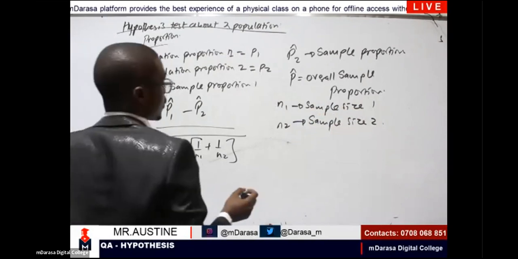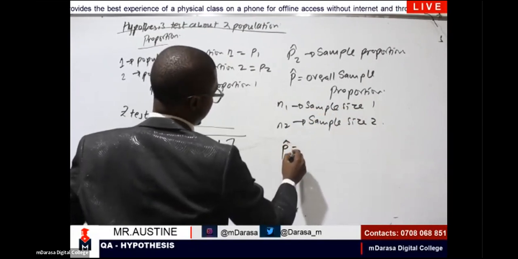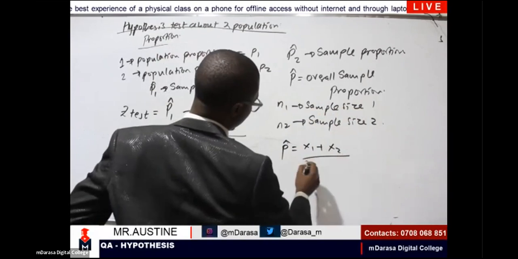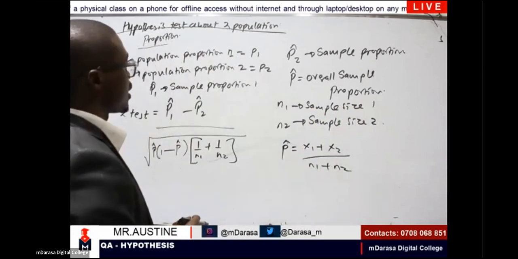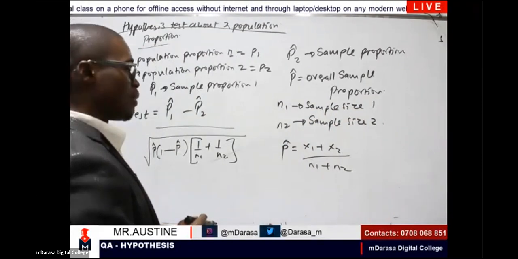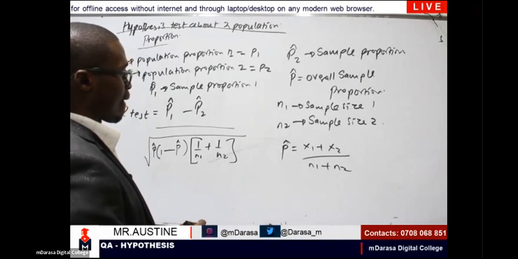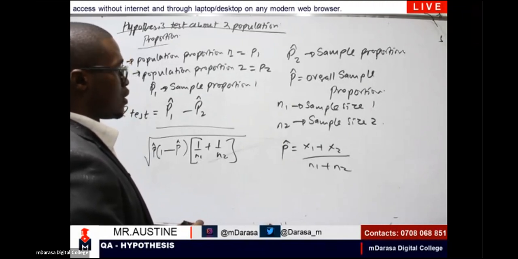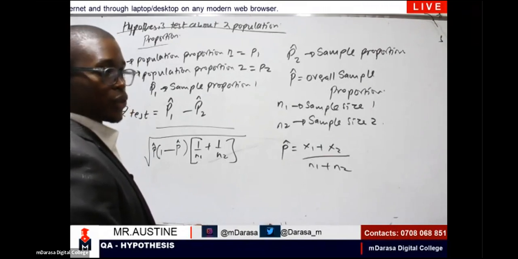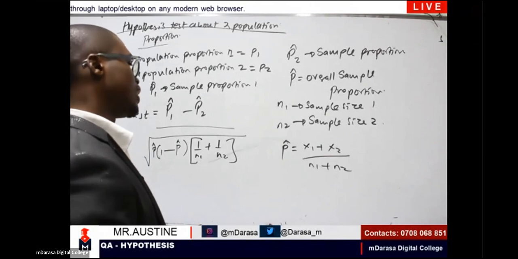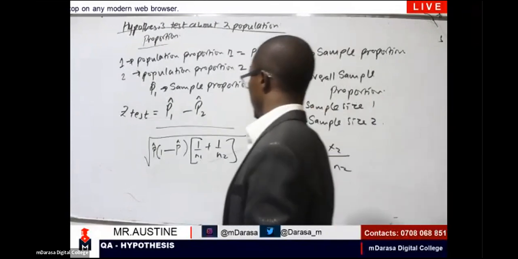So when you want to get P, this one will be X1 plus X2 over N1 plus N2. That is the sample size of 1 plus the sample size of 2, divided by the 2 sample sizes. So how will we be able to see that?